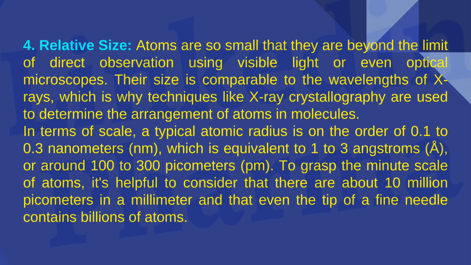4. Relative size. Atoms are so small that they are beyond the limit of direct observation using visible light or even optical microscopes. Their size is comparable to the wavelengths of X-rays, which is why techniques like X-ray crystallography are used to determine the arrangement of atoms in molecules. In terms of scale, a typical atomic radius is on the order of 0.1 to 0.3 nanometers, which is equivalent to 1 to 3 angstroms, or around 100 to 300 picometers.